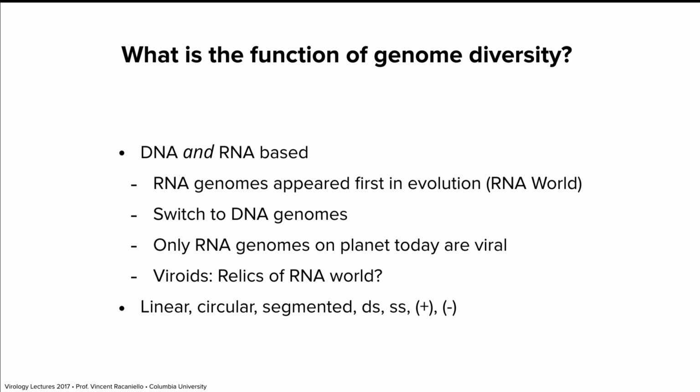RNA is rather unstable. You can only make it so long. The largest RNA virus genomes we know about are about 30, 35,000 bases long. And of course, the DNA-based genomes are much, much longer. So we think one of the reasons was that DNA evolved because it's more stable, you can get bigger and so forth. It's also less susceptible to mutation, as we'll see.